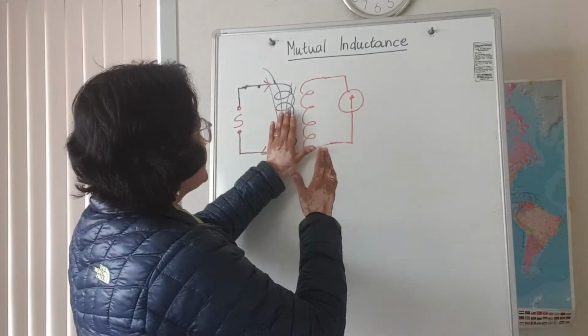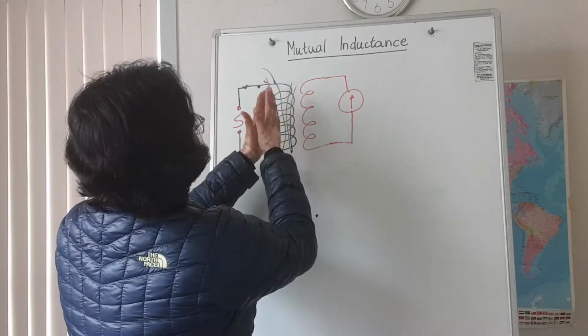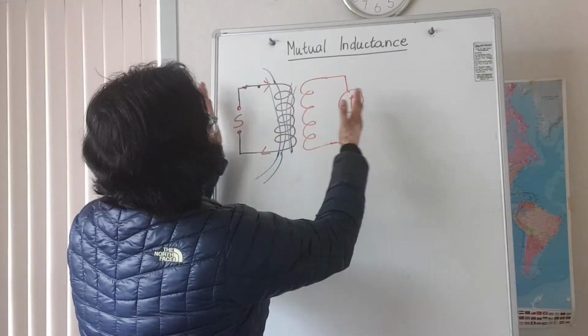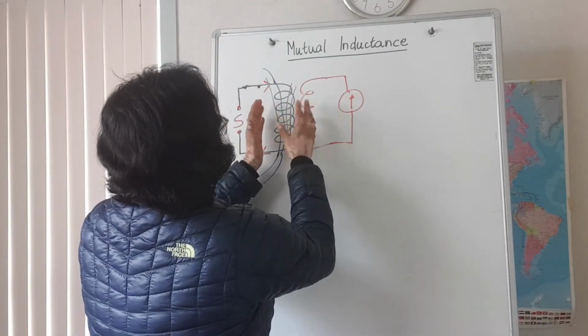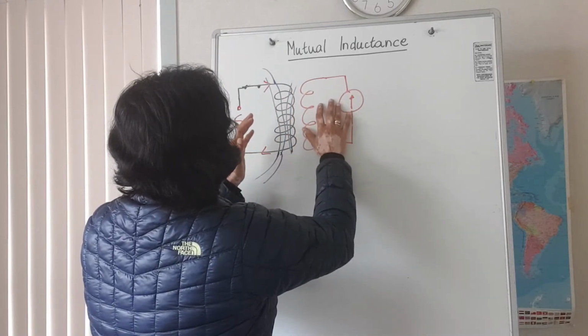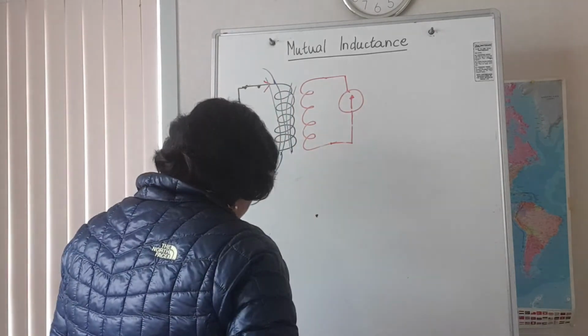So if it is in this, what's happening to the flux is that the flux is changing, increasing and decreasing, and increasing and decreasing. So there's a change in flux that's linking this coil. So then there's going to be a voltage induced.